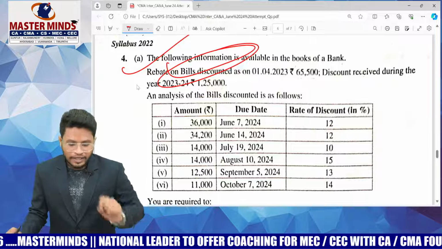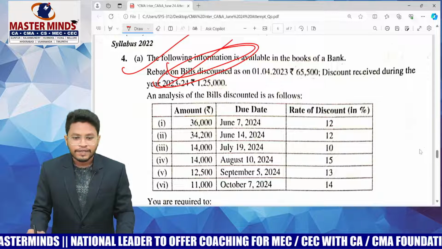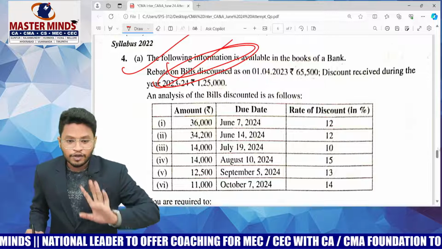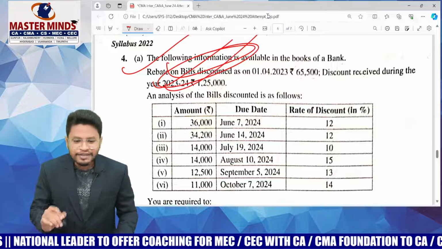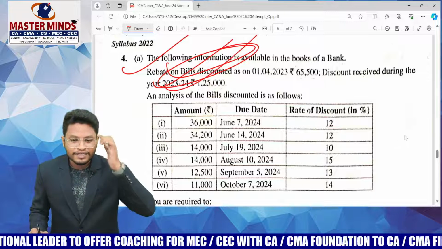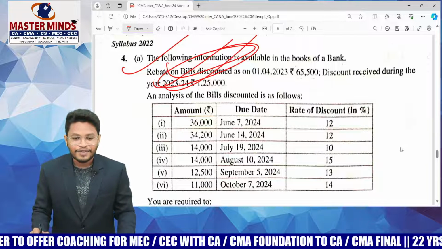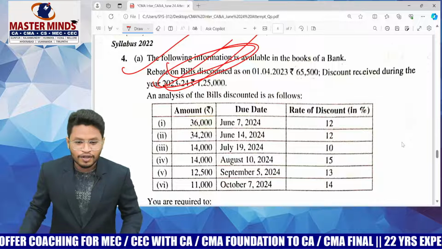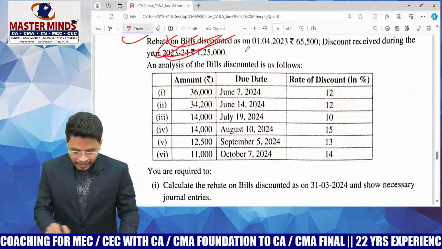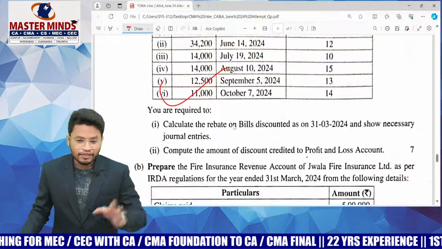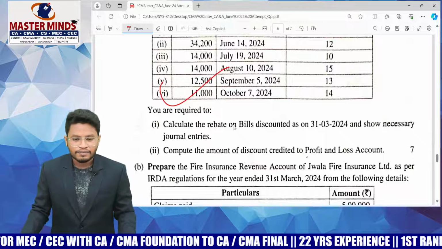One topic is rebate on bills discounted. Another topic is acceptances and endorsements, right? Rebate on bills discounted is given. You see on the day also, you can easily write that. Yes, this is also one of the simple questions. This is covered in the material. If you are thorough with that, you can easily answer that.